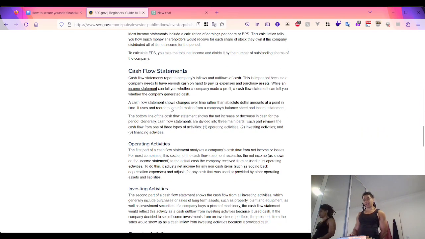Looking at the cash flow statement, which is a report that shows a company's inflow and outflow of cash. This is very important because a company needs to have cash on hand to pay expenses or purchase assets. While the income statement can tell you whether a company made a profit, a cash flow statement can tell you whether a company generated cash over a period of time. It reuses information from the balance sheet and the income statement, and the bottom line of this statement shows the net increase or decrease in cash over a period of time.